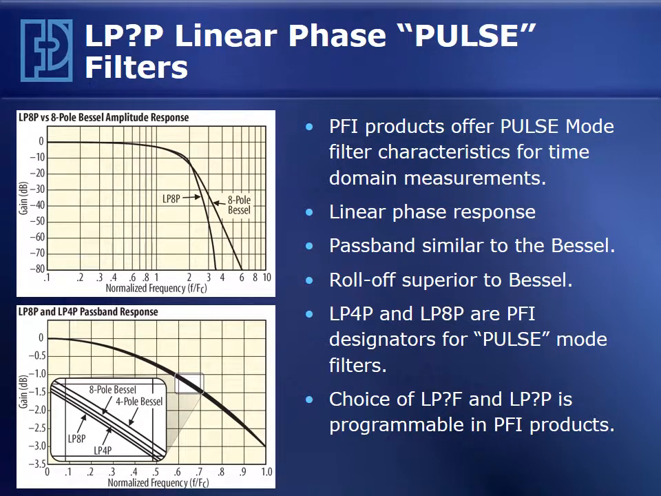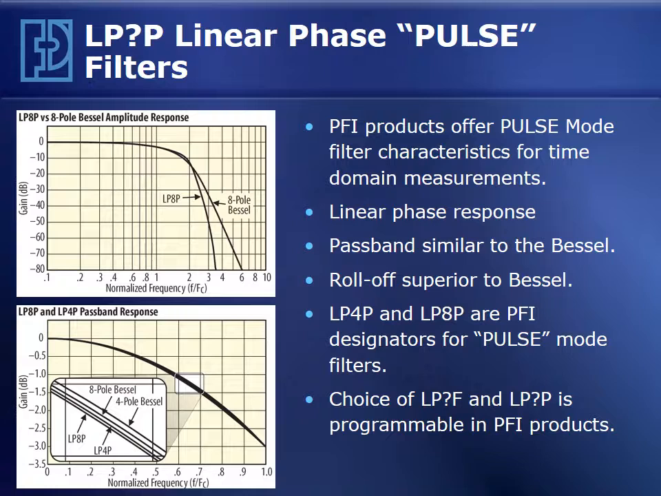Precision Filters has developed a transfer function that we call the pulse mode linear phase filters. The pulse mode filters have amplitude response similar to their Bessel counterparts, and the passband, in fact, is nearly identical. But in studying the top chart on the left, you can see that the transition rate of the LP8P pulse mode filter is much more abrupt than its 8-pole Bessel counterpart.